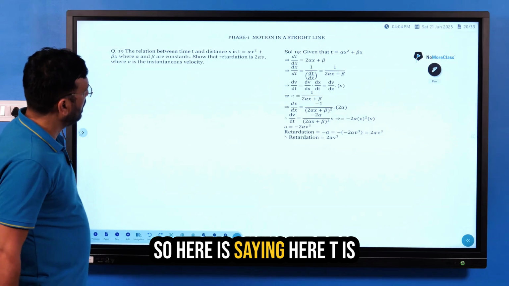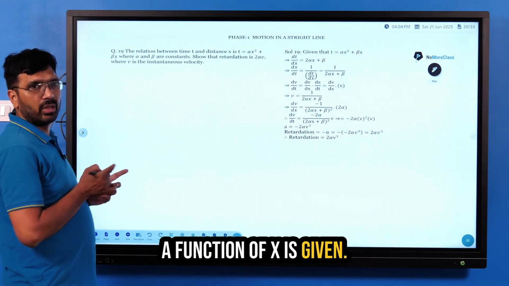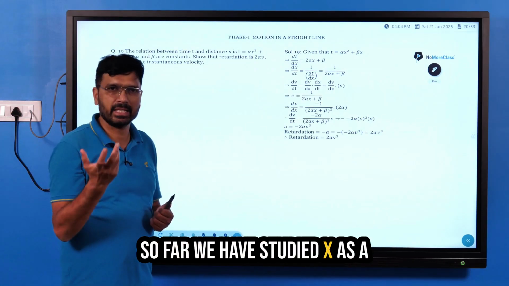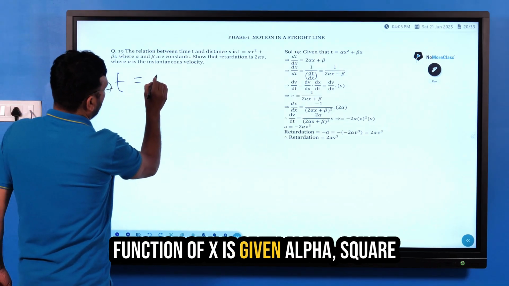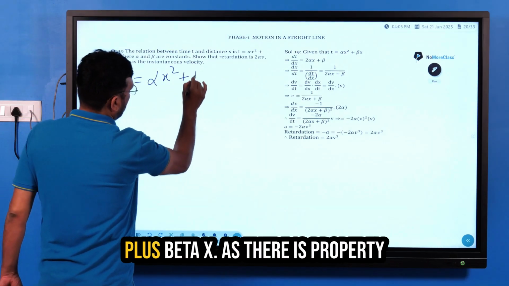Here it is saying that t is given as a function of x. So far we have studied x as a function of t, but here t is given as a function of x: alpha x square plus beta x.